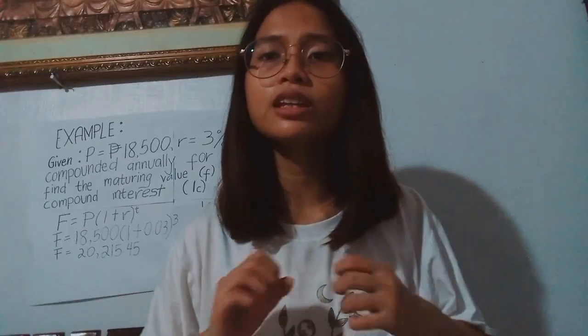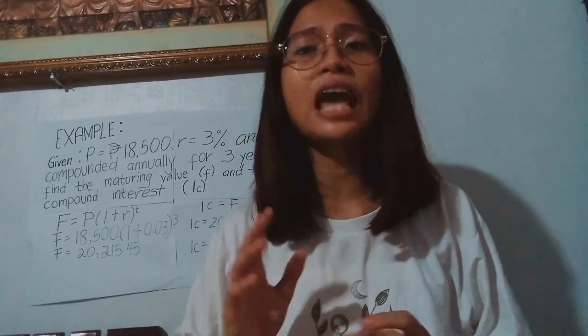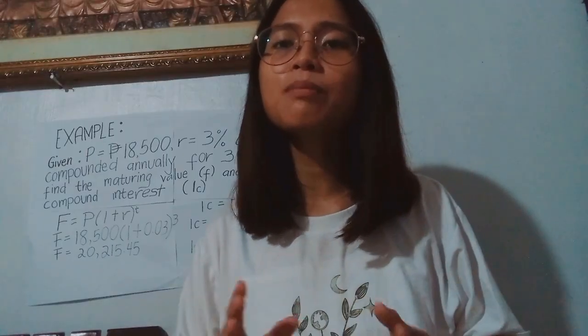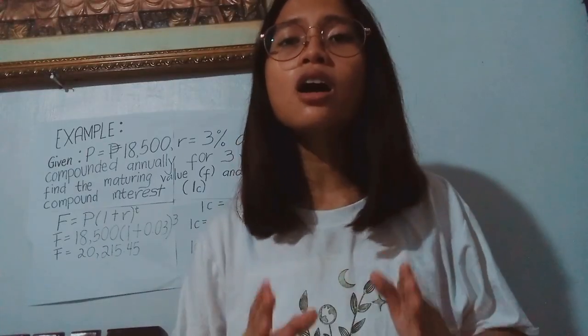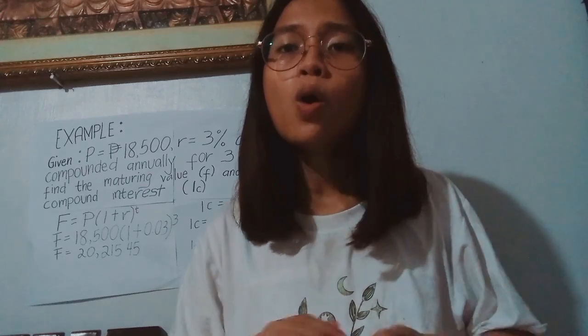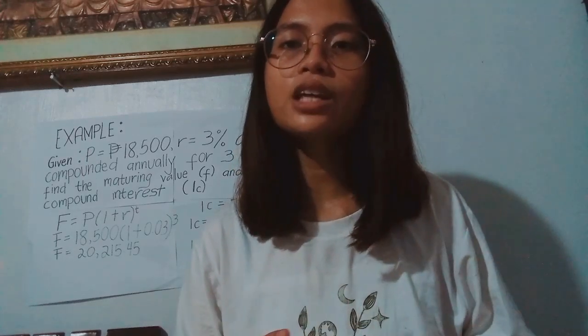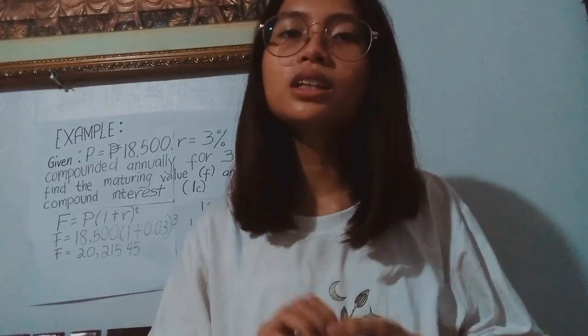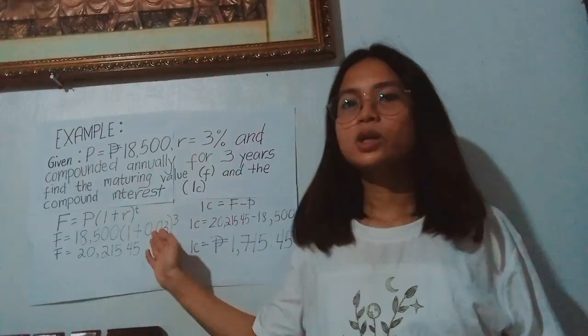So what you need to do, syempre, you will write down the given information: your principal, which is 18,500, then your R, which is 3%. Para makuha yung future value, at yung 3% niya guys, you will need to convert this into decimal form. Tandaan nyo guys, when you are converting a percentage to a decimal, you will move 2 decimal places from the right to left. So equivalent nito is 0.03.